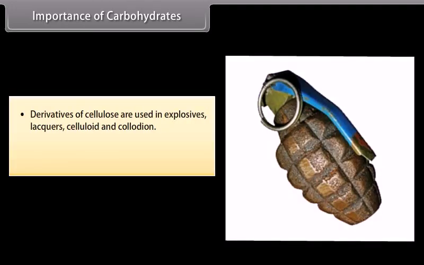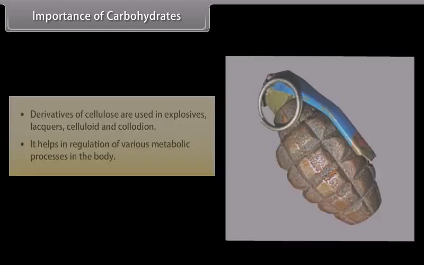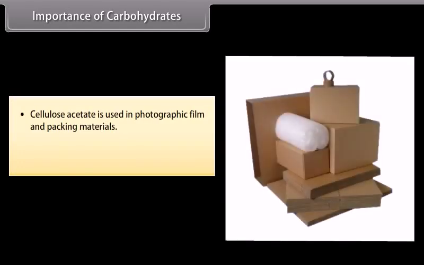Derivatives of cellulose are used in explosives, lacquers, celluloid, and collodion. Carbohydrates help in regulation of various metabolic processes in the body. Cellulose acetate is used in photographic film and packing materials. They are present in the storage form of food in plants as starch.